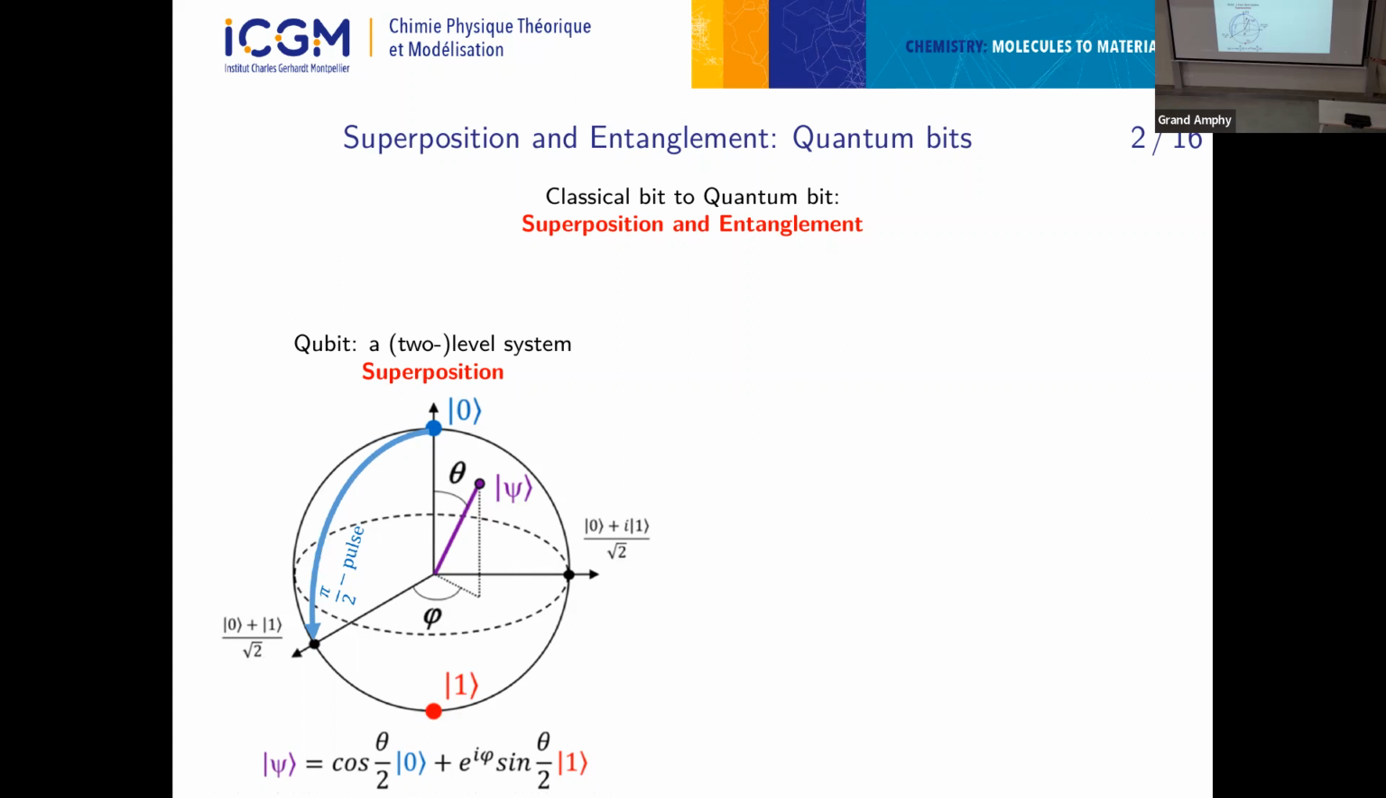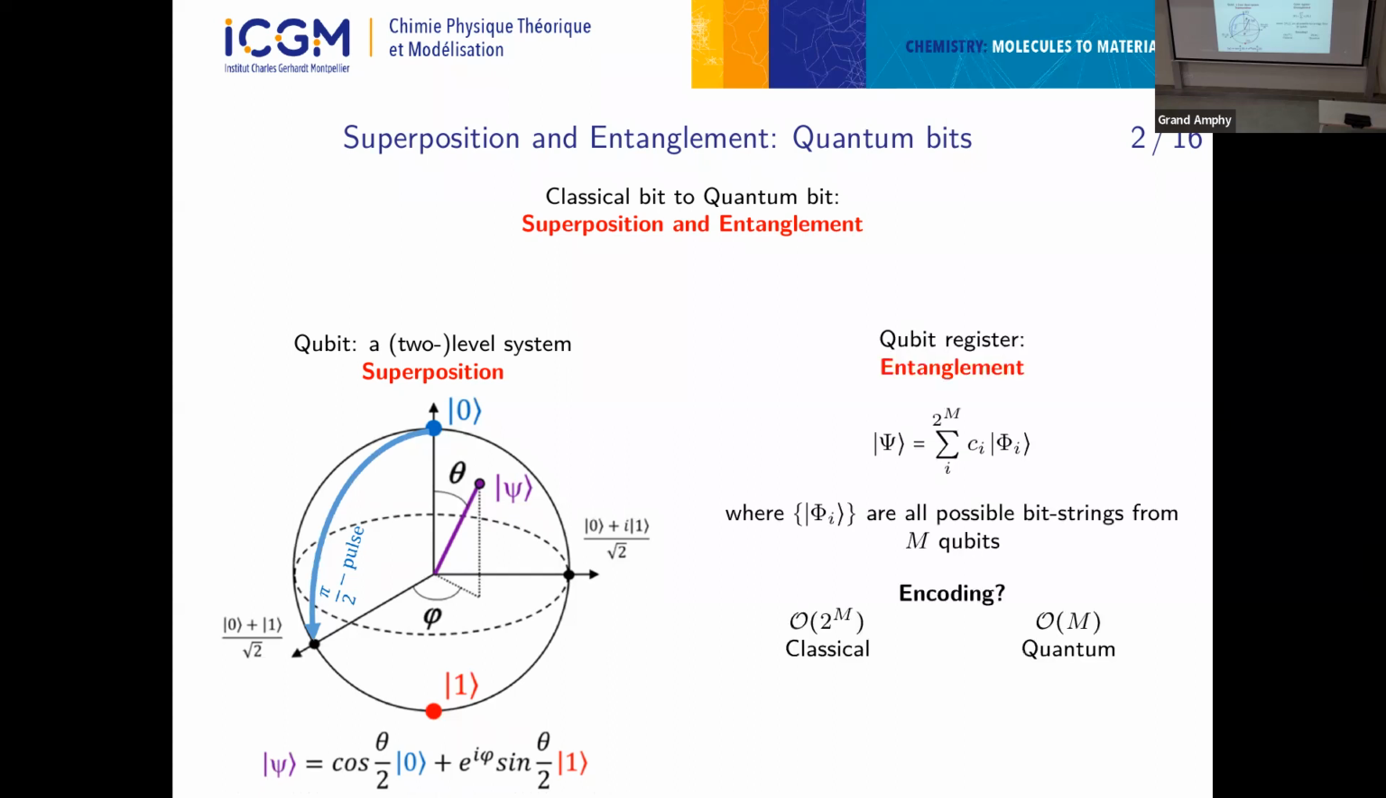So a qubit can actually be represented on a Bloch sphere, and it's a superposition of two states, 0 and 1, in comparison to a classical bit, which is either 0 or 1, but not a superposition of the two. And now, if you consider several qubits that can be entangled together, you now have a superposition of 2 to the power of n possible states, where n is the number of qubits.